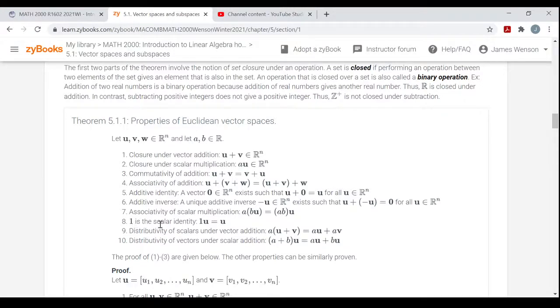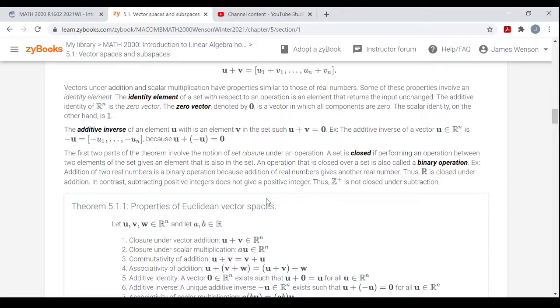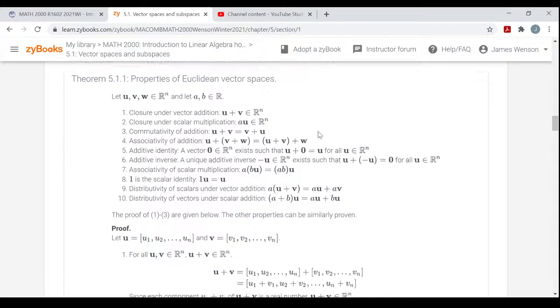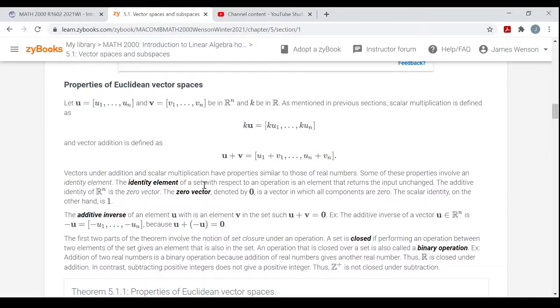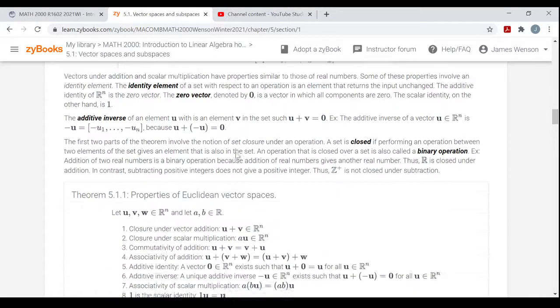There is a scalar identity. Again, that was mentioned up here. A scalar identity. That means that there's some scalar that when you multiply a vector by that scalar, the vector remains unchanged. So here, for our Euclidean spaces and the way that scalar multiplication is defined, that's the number 1.